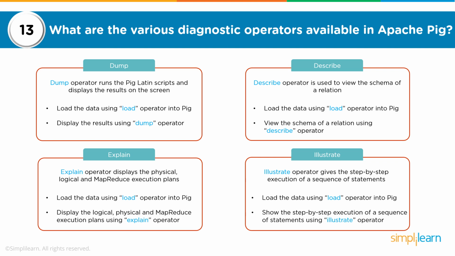You also have a describe operator. Now that is used to view the schema of a relation. So you can load the data and then you can view the schema of a relation using the describe operator. Explain, as we might already know, displays the physical, logical, and MapReduce execution plans. So normally in RDBMS, when we use explain, we would like to see what happens behind the scenes when a particular script or a query runs. So we could load the data using the load operator as in any other case. And if we would want to display the logical, physical, and MapReduce execution plans, we could use the explain operator.